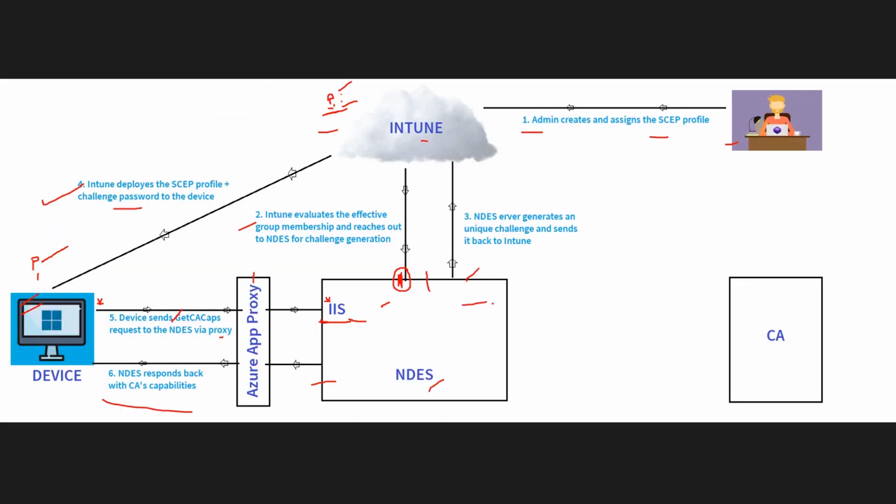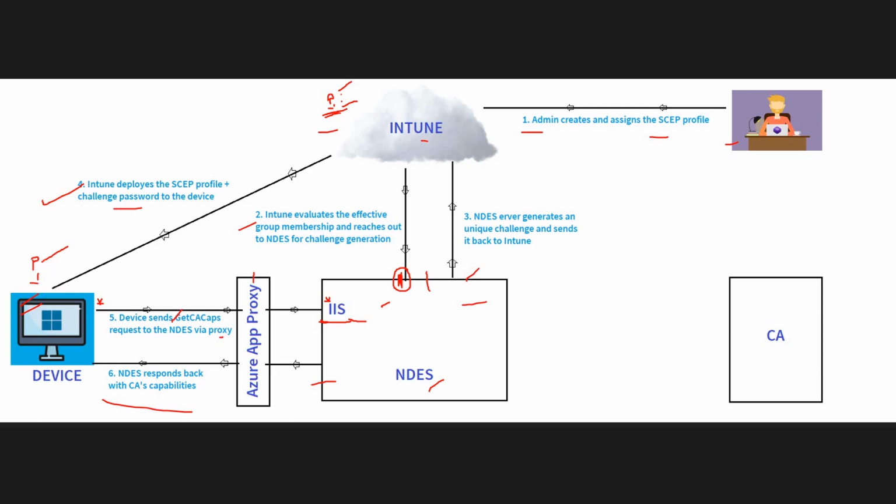So again, a very quick recap. Until now, what has happened is the admin has created a profile, deployed it to a user group or a device group, Intune did the evaluation and reached out to the NDES server. NDES server generated a challenge password, which was sent back to the Intune service. Intune service deployed the profile, which contained the challenge password, down to the device. As the device is enrolled to Intune, the Intune service knows where the device is.